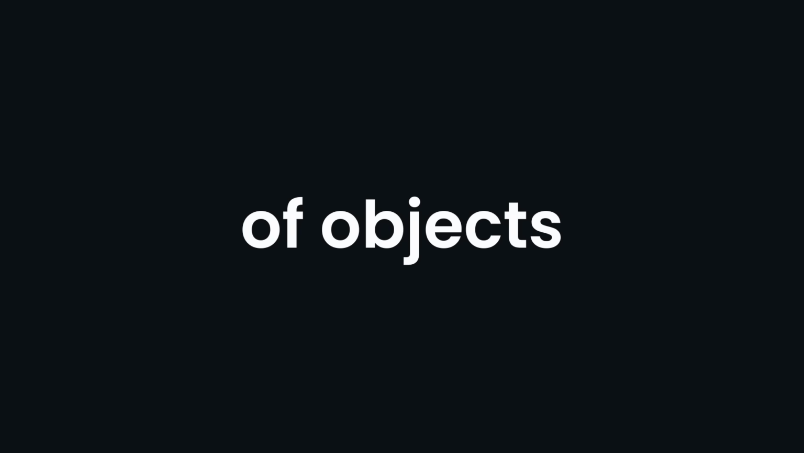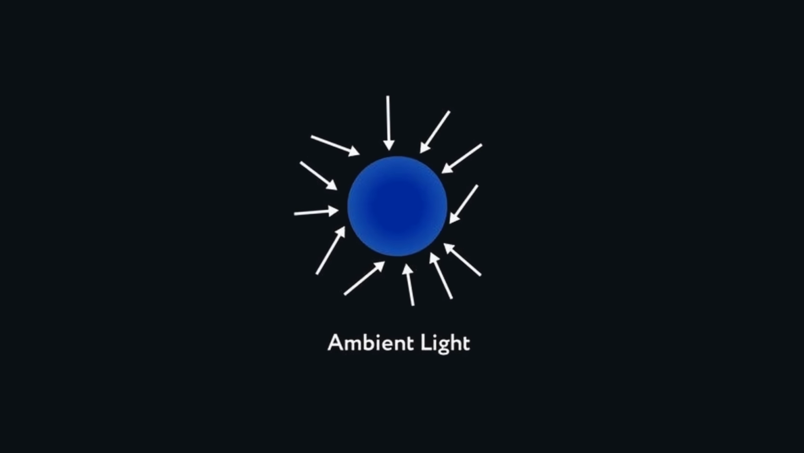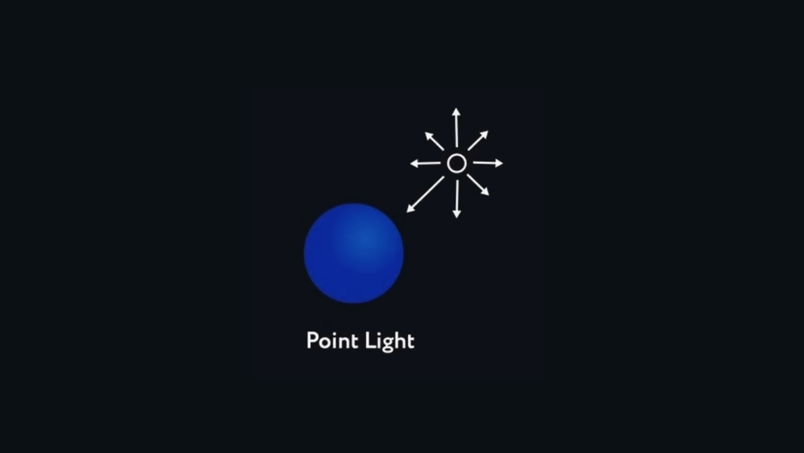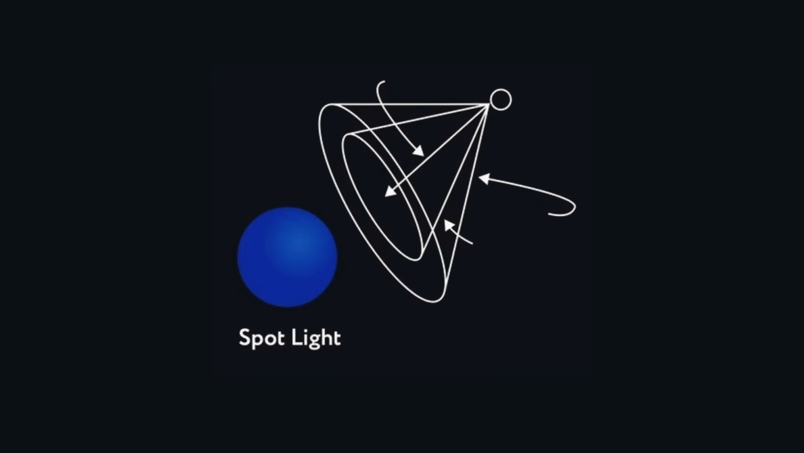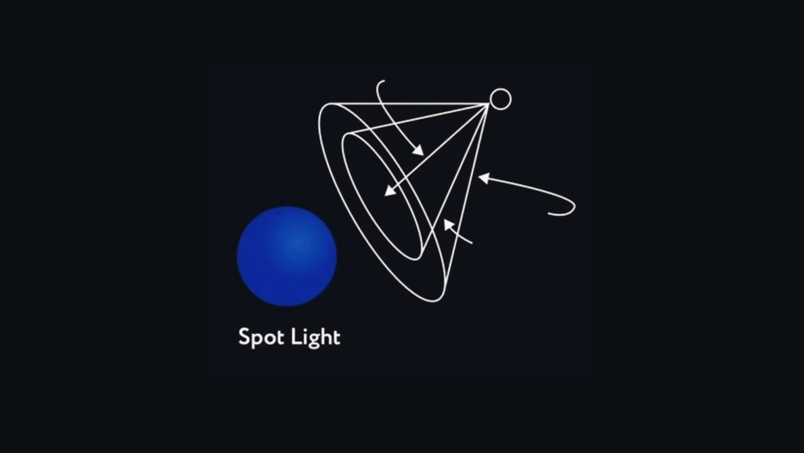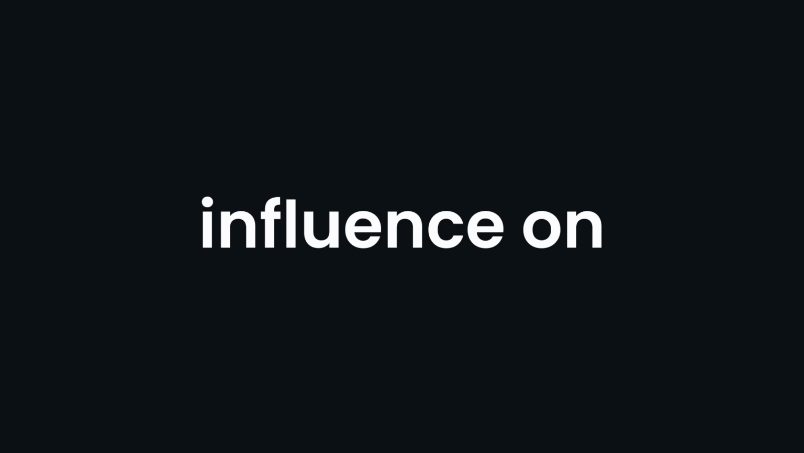Lights illuminate the scene and affect the appearance of objects. Three.js supports different types of lights, including ambient light, which adds overall illumination to the scene without a specific source, directional light, which emits light from a specific direction, like sunlight, point light, which emits light in all directions from a single point in space, spotlight, which emits light in a cone shape from a specific position and direction. And there are many more. Lights have properties like color, intensity, and position that control their behavior and influence on the scene.